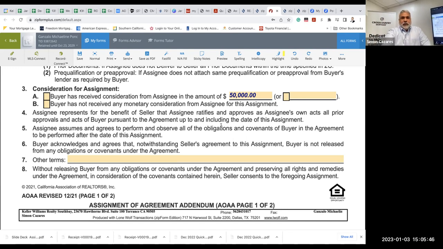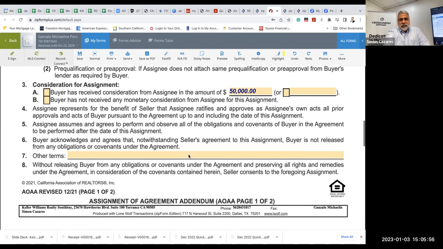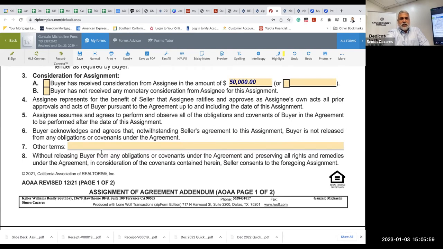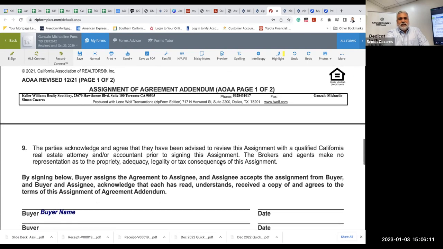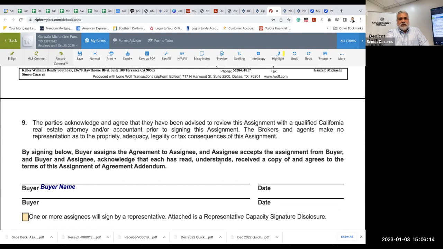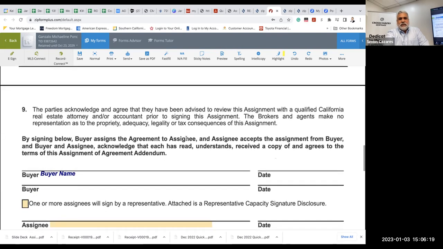Okay. Buyer acknowledges and agrees that notwithstanding seller's agreement to this assignment, buyer is not released from any obligation or covenant under this agreement, right? If there's any other terms, without releasing buyer from any obligations under this agreement and preserving all rights and remedies under this agreement, in consideration of the covenants contained here, seller consents to the foregoing assignment. The parties acknowledge and agree that they have been advised to review the assignment with a qualified California real estate attorney or accountant prior to signing this agreement.